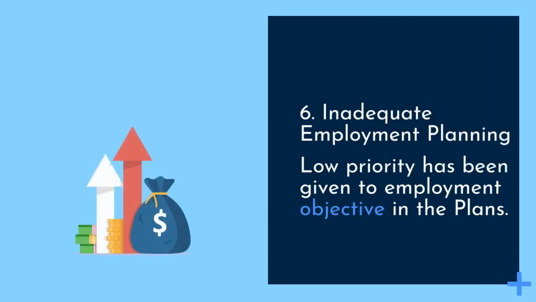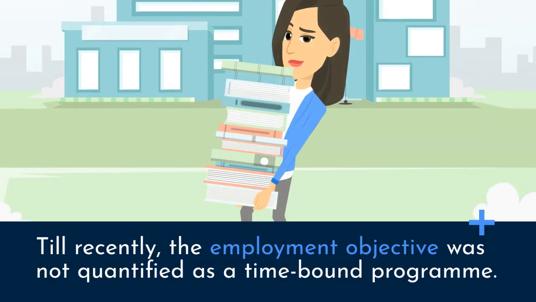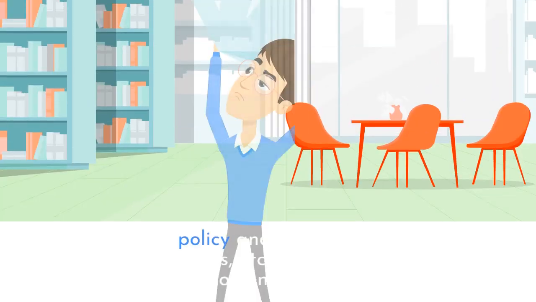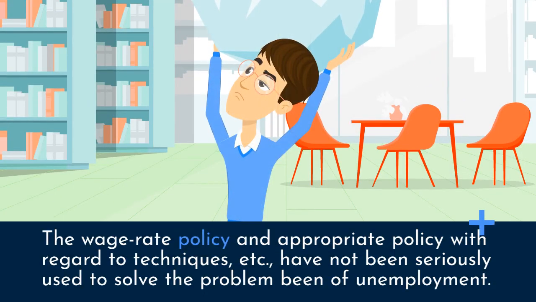6. Inadequate employment planning. Low priority has been given to the employment objective in the plans. Till recently, the employment objective was not quantified as a time-bound program. In fact, planning in India has not been employment-oriented. The wage rate policy and appropriate policy with regard to techniques, etc., have not been seriously used to solve the problem of unemployment.